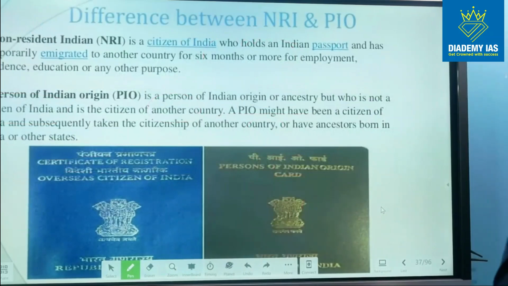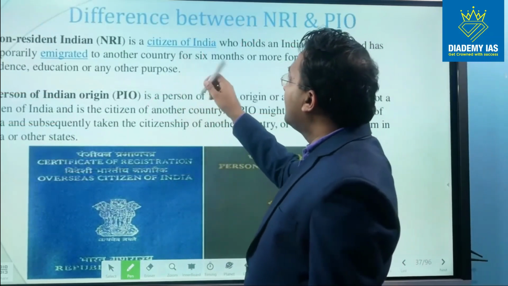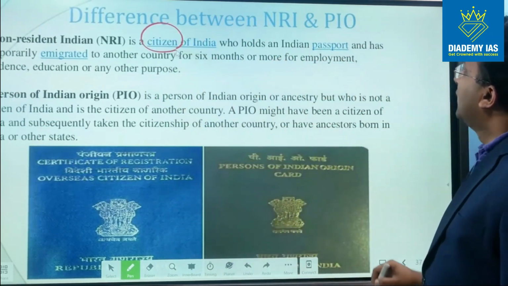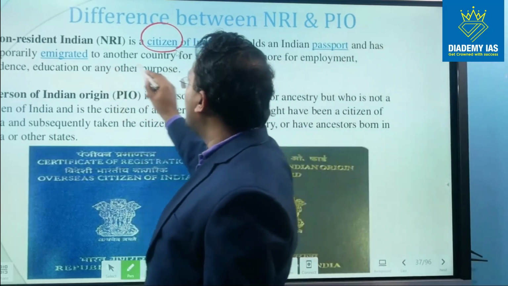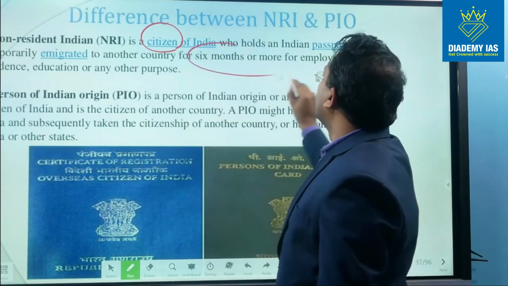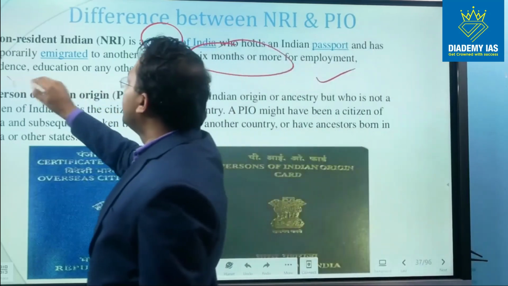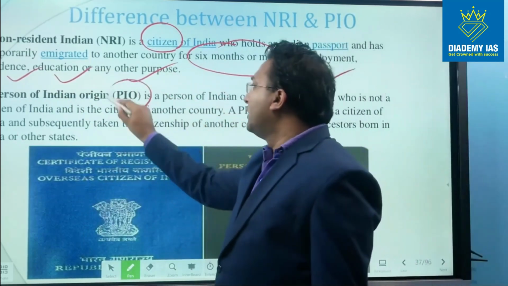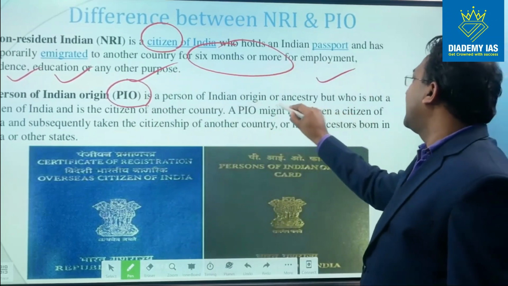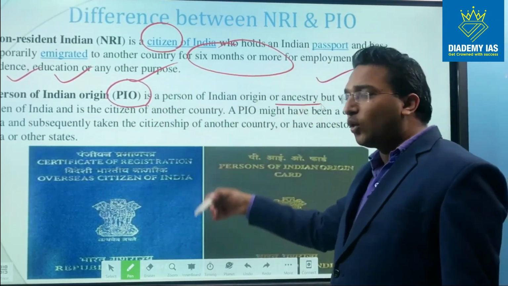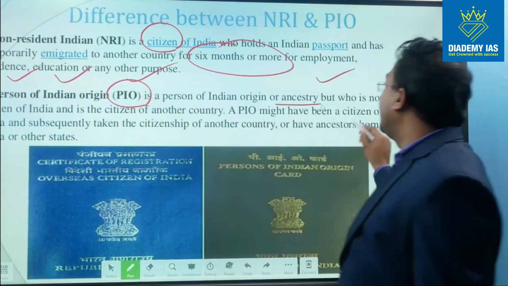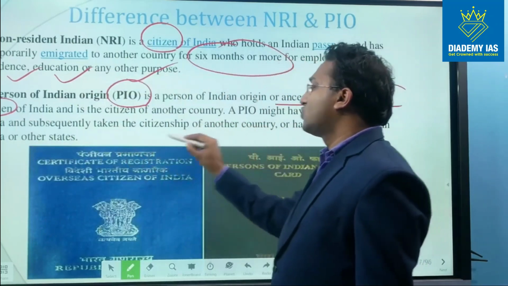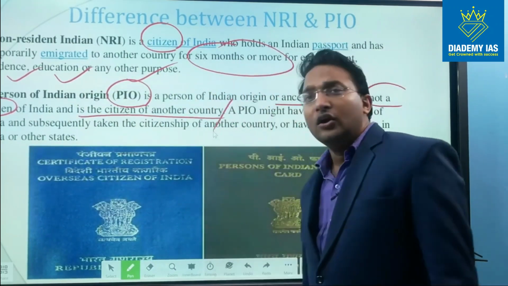Now the difference between the NRI and PIO. The non-resident Indian is a citizen of India who holds an Indian passport and has temporarily emigrated to another country for a period of 6 months or more for employment, residence, education, etc. A PIO, the person of Indian origin, is a person of Indian origin or ancestry. Ancestry means whose forefathers have their origin in India, but who is not a citizen of India. Please be careful, not a citizen of India, and is a citizen of another country. So the person is already a citizen of another country, right?